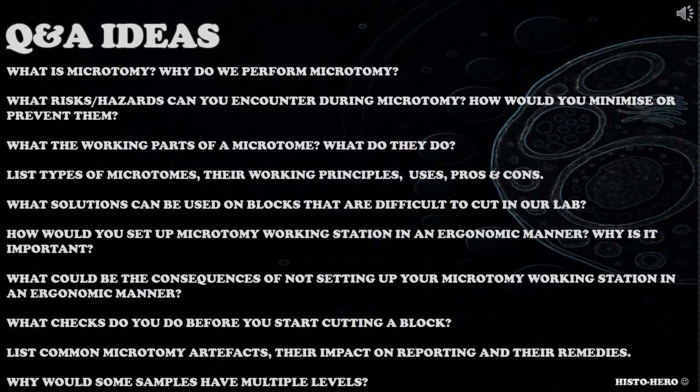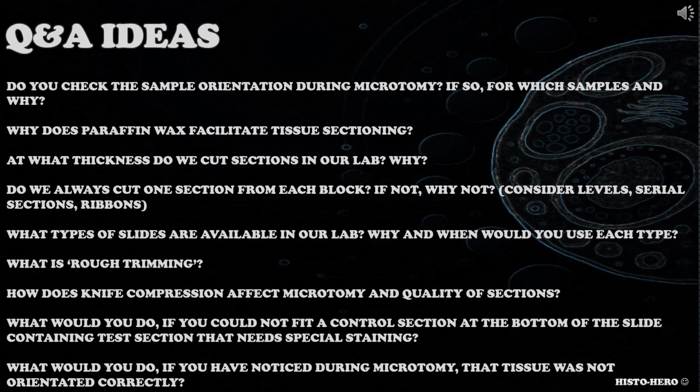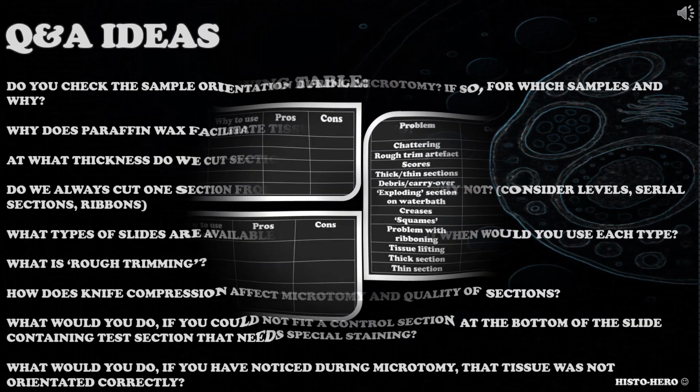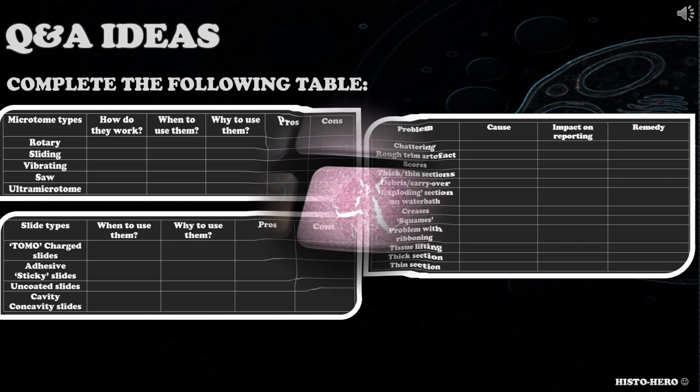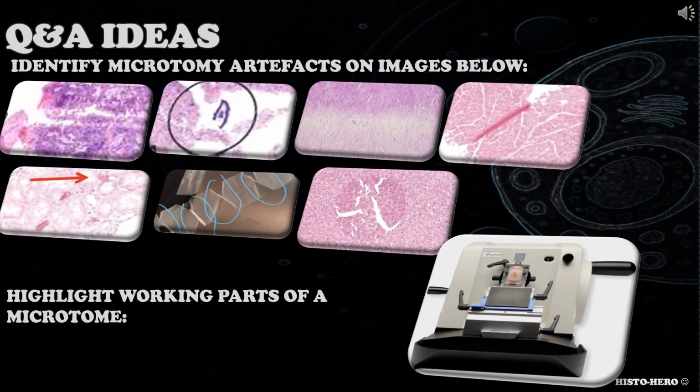These are some example questions you could give your candidate to test their knowledge, competence, and skills about this submodule. These should be based around the learning outcomes mentioned earlier. These are some more example questions you could use for this submodule. You could ask them to complete tables you created based on the learning outcomes. Or you could use images to test candidates' knowledge and competence.